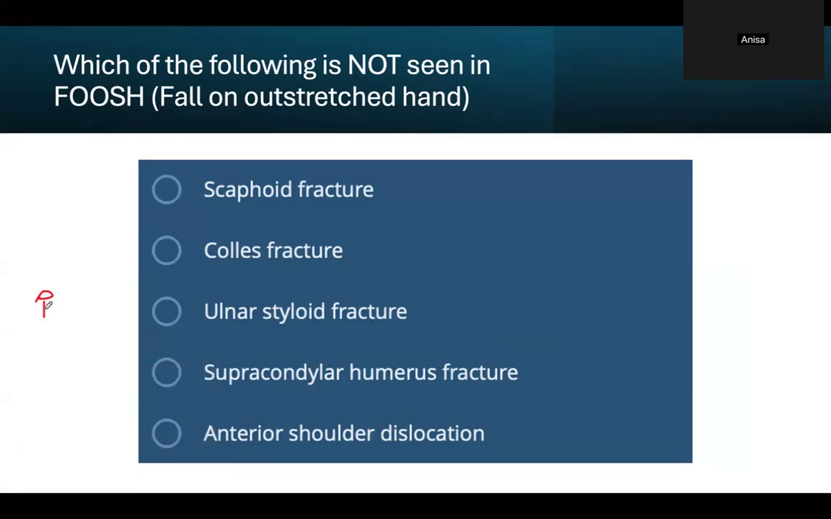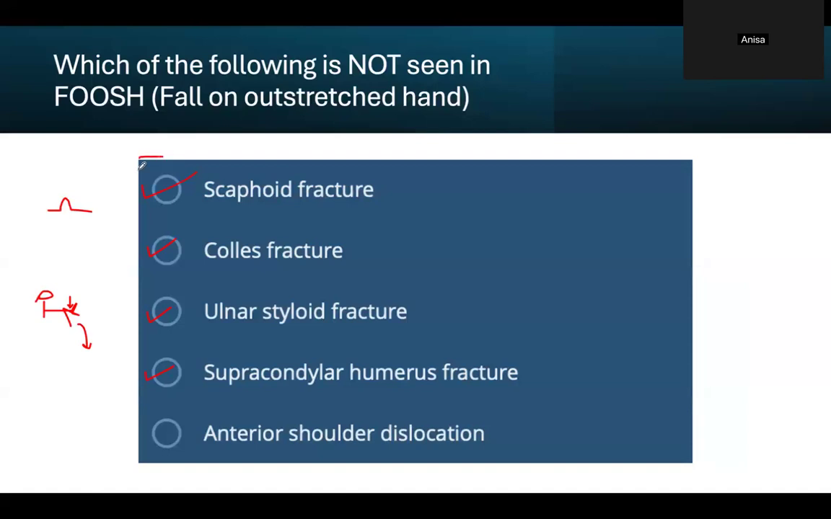So this is my guy. He's falling like this. So what he's gonna hurt is his scaphoid. This is his hand over here that I tried to draw. The scaphoid, which is one of the bones in the hand. Then Colles fracture, which is that very classic dinner fork deformity, is seen in FOOSH. You can also see an ulnar styloid fracture and a supracondylar humerus fracture.